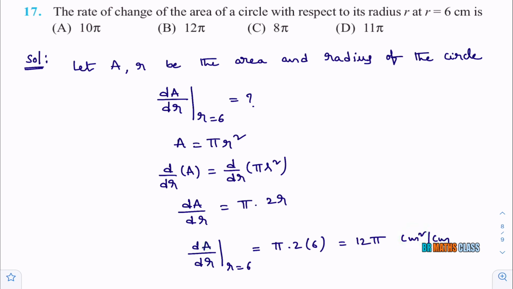I hope you understand this class. In the next class, I am going to do the problems based on cube diagram.